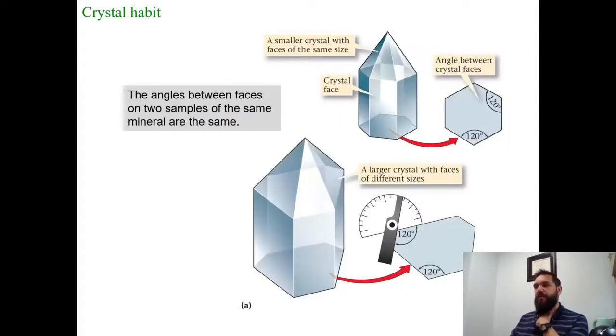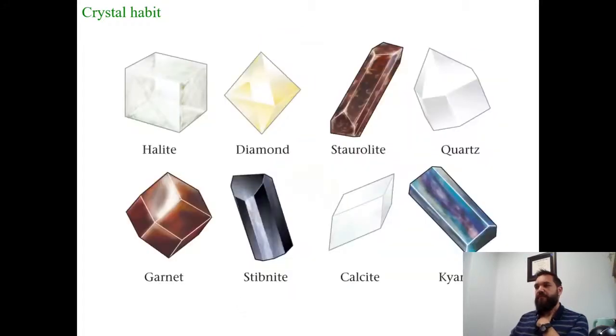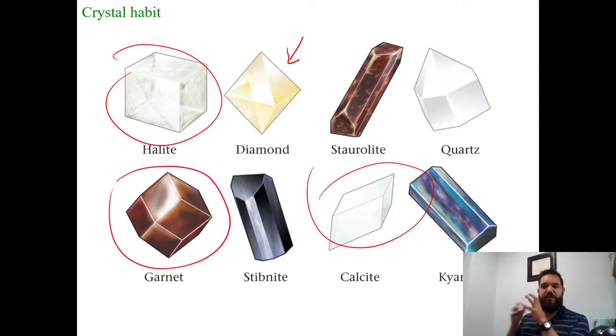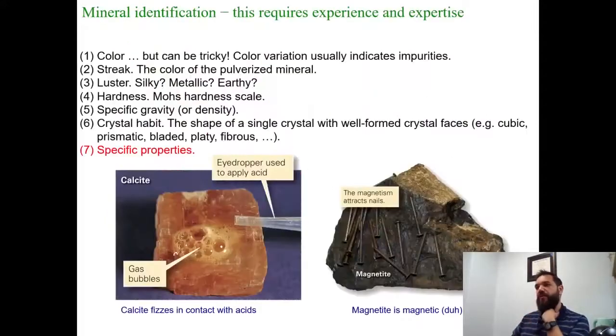Quartz likes to form these points like that. Garnets like to form these things that kind of look like soccer balls. Halite likes to form these cubes. Diamond famously likes to form what are called octahedrons. That has eight faces on it. There are so many different, really interesting shapes that are formed. And calcite likes to form what are called rhombohedrons, things like that. So once you get more experience with the different shapes of crystals, it helps you identify them and figure out what they are.